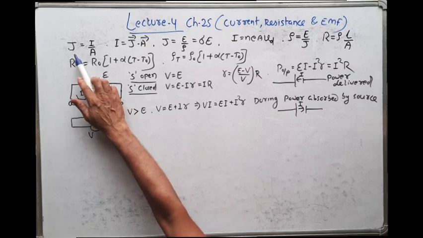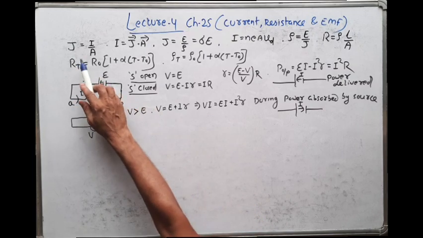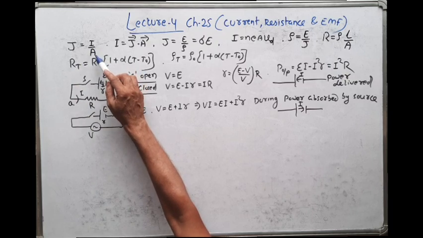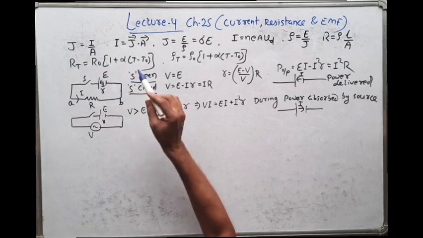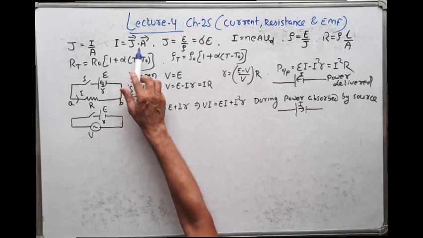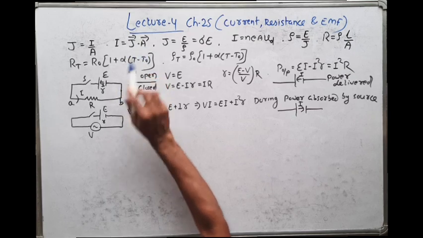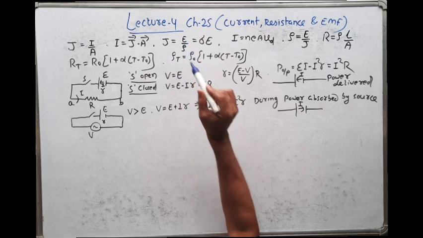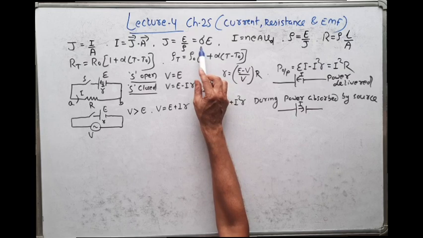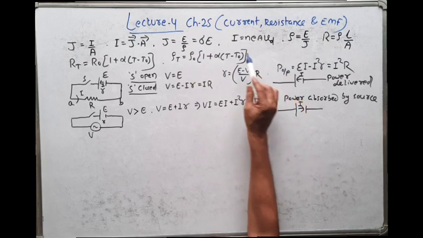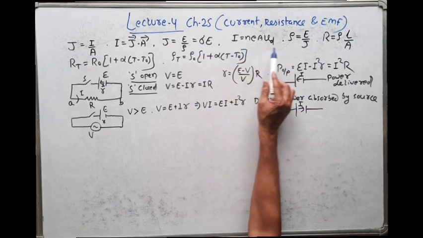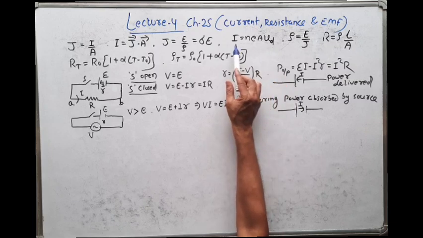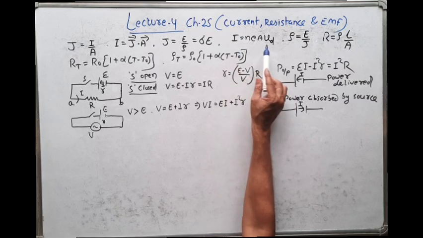First we discussed the current density J. J is equal to current per area, I by A, and I is equal to the dot product of current density and area vector. We know J is equal to E by rho. E is the electric field, rho is the resistivity, and 1 by rho is sigma, the conductivity. In another derivation, I had shown the relationship between current and drift velocity.